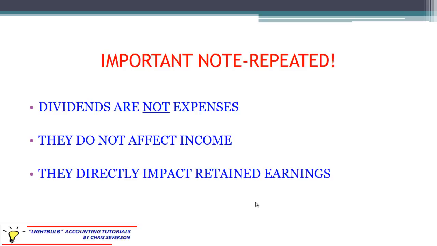I'm going to bring this up one more time because it is so important. Dividends are not expenses. They do not impact net income. They go straight to retained earnings, and they do reduce retained earnings.